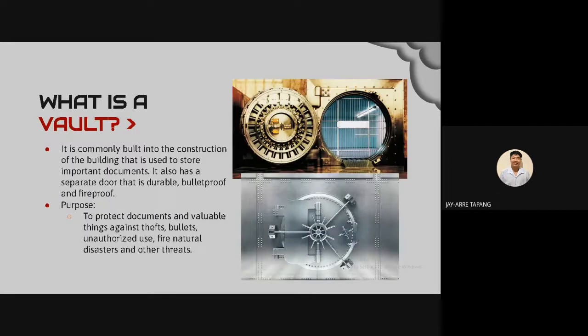Vault. It is commonly built into the construction of the building and is used to store important documents. It also has a separate door that is durable, bulletproof, and fireproof. The purpose of this is to protect documents and valuable things against theft, bullets, unauthorized use, fire, natural disasters, and other threats. An example is the movie Money Heist, wherein the vault is built in where the money is kept.